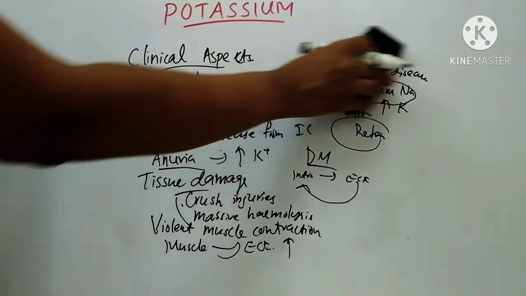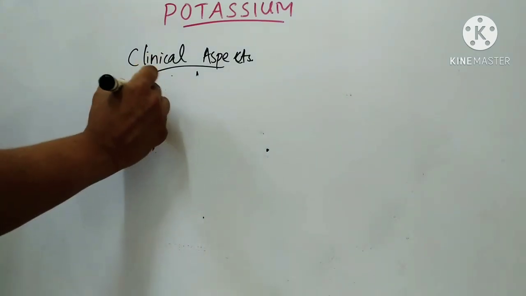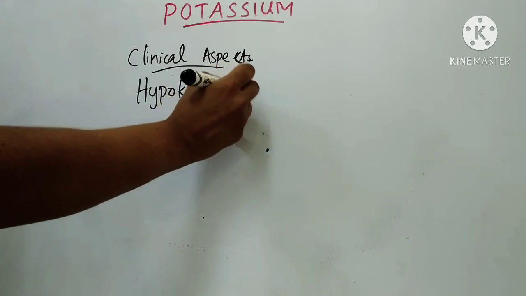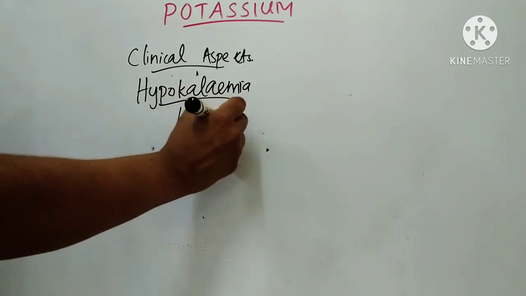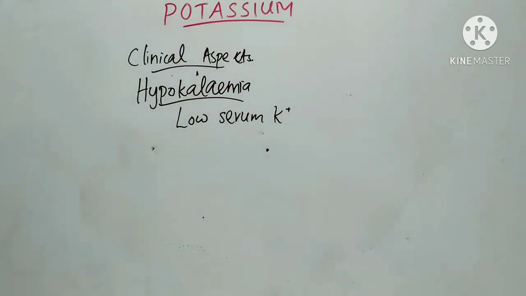Next clinical condition is hypokalemia. Hypokalemia is low serum potassium. It usually results from the depletion of total body potassium. So let's see the causes of this hypokalemia.